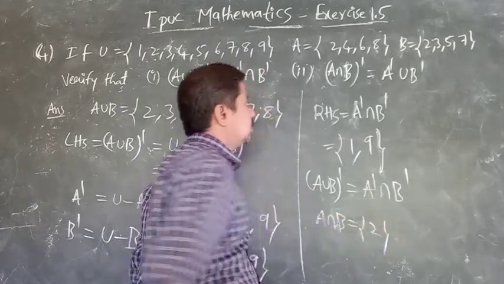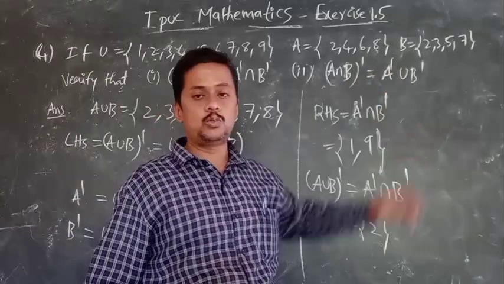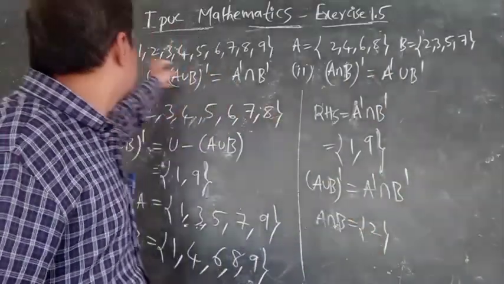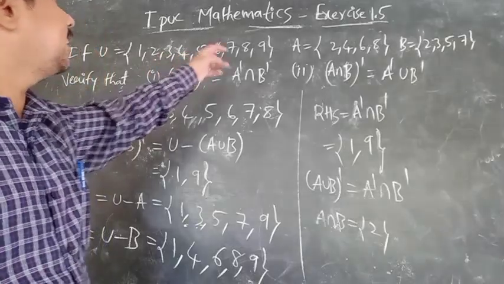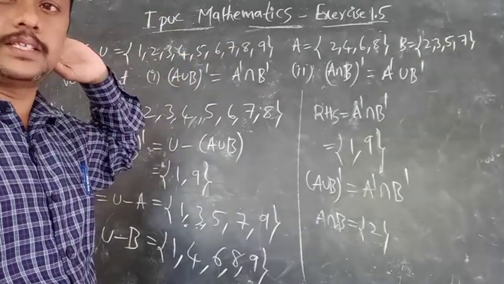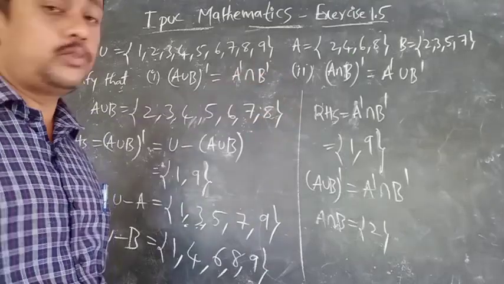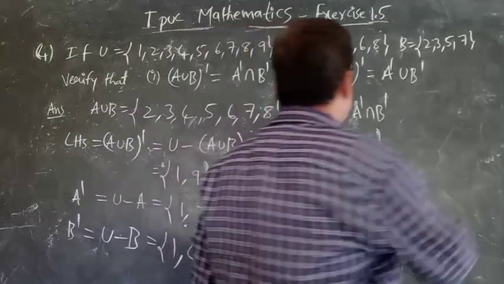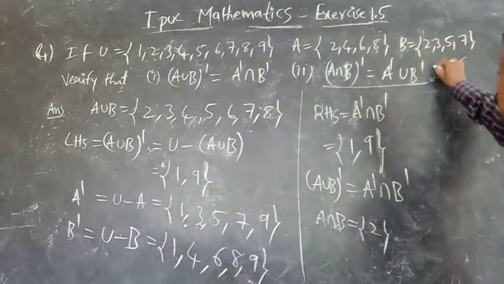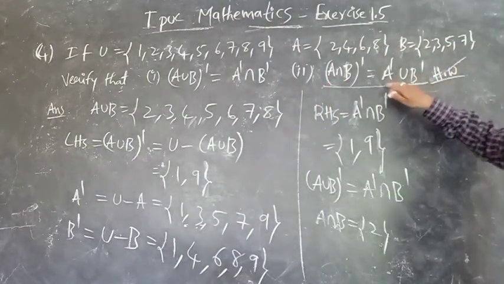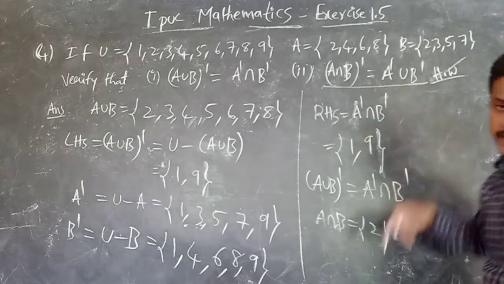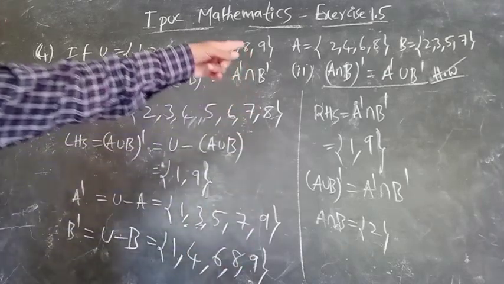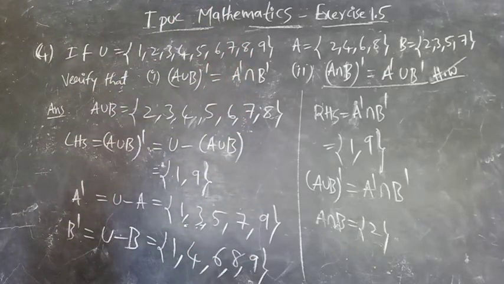So (A intersection B) dash equals U minus (A intersection B). So leave out 2 and write everything else. So 1 3 4 5 6 7 8 9, this is the LHS. Calculate A dash union B dash, and we will get the same. So you have to do the second one as homework. (A intersection B) dash equals A dash union B dash. Go through that and do the homework.